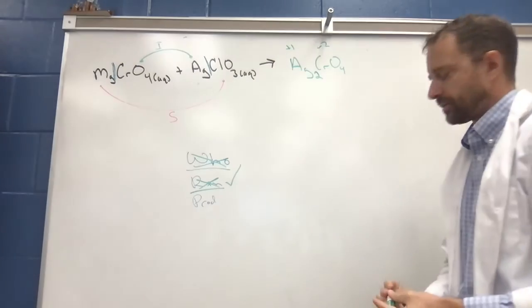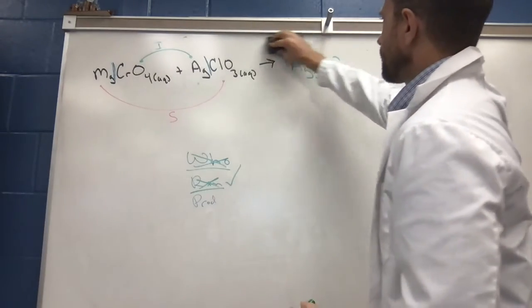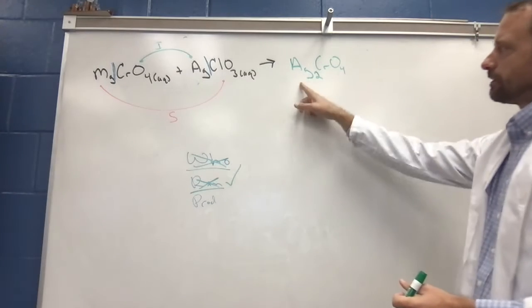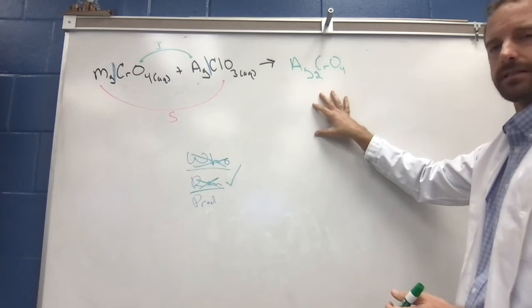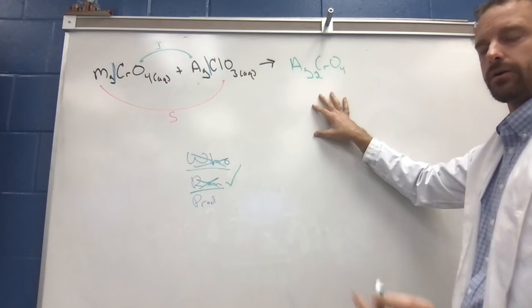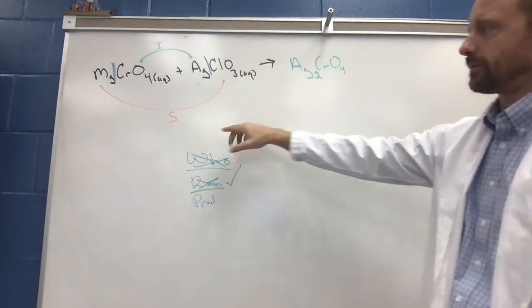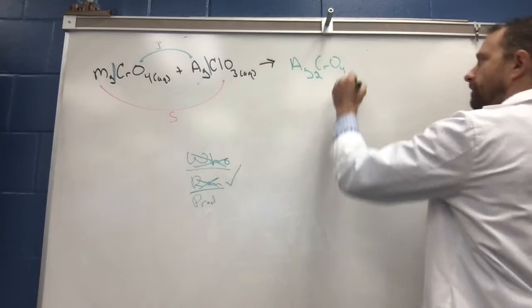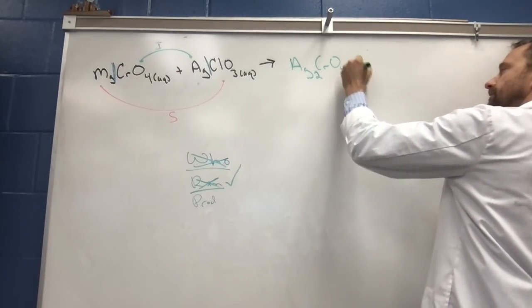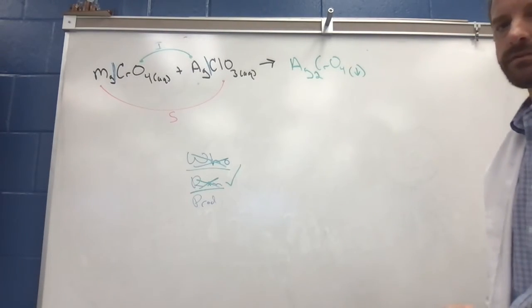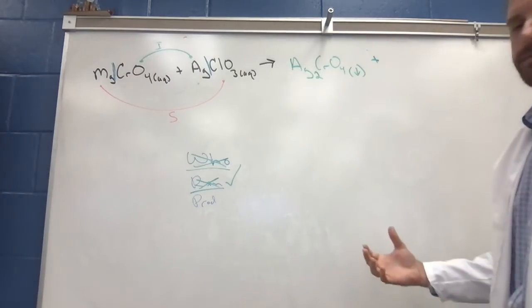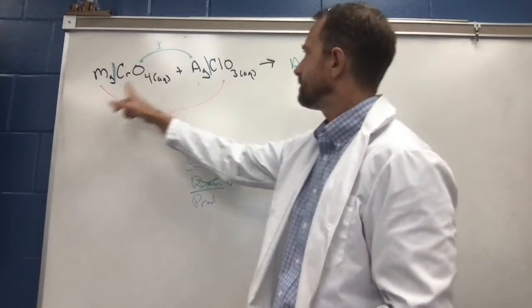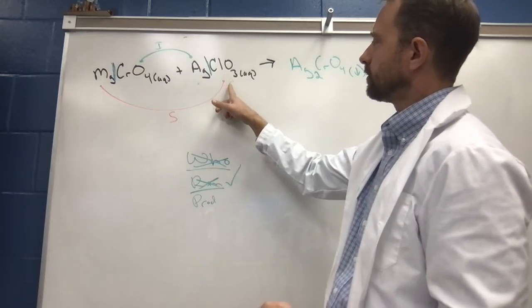I need two of those silvers to balance that out. And then, right? That was our insoluble one. So the way that I show in a reaction that something is insoluble is either with an S for solid or a down arrow. I like the down arrow because I don't want to confuse it with S for soluble. So I'm going to say, well, that is insoluble, like so. Right? And then the other piece, the aqueous piece, the piece that's dissolved in water is magnesium and chlorate.